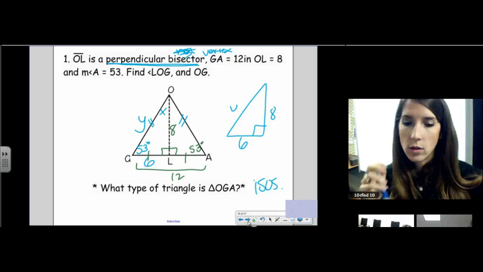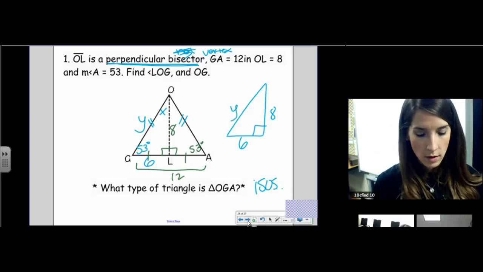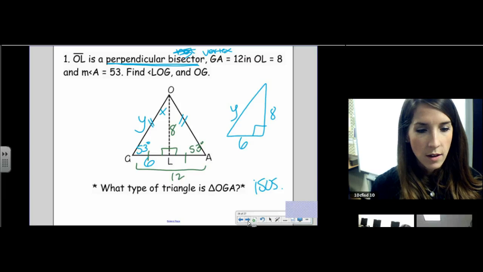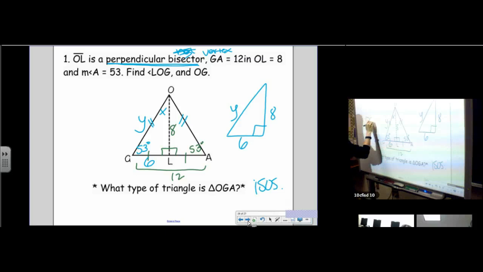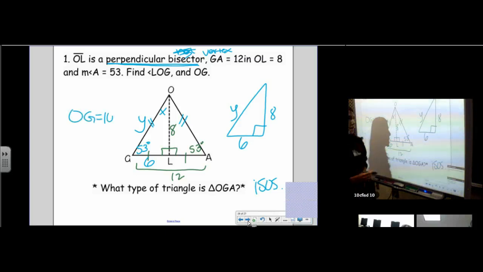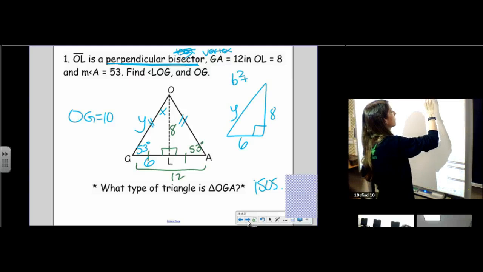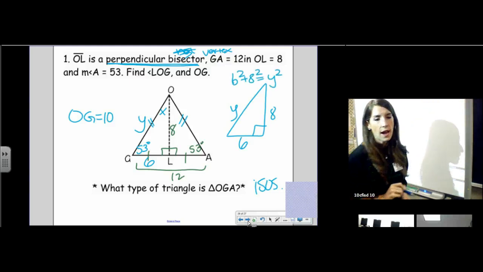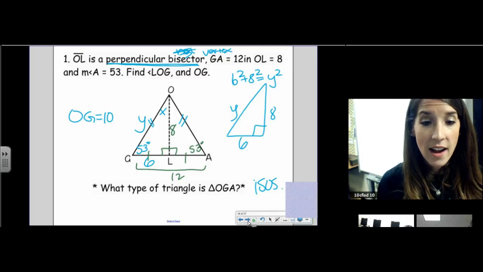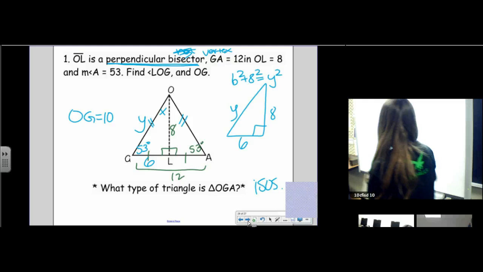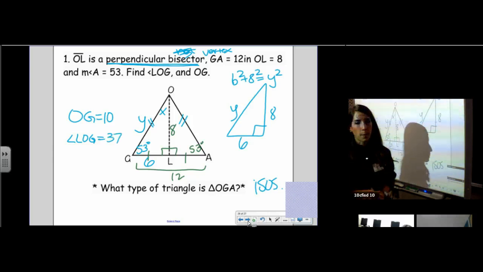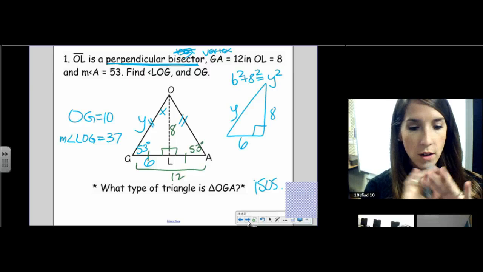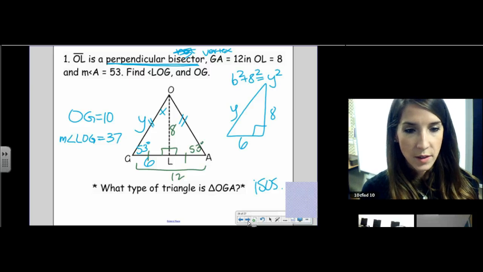And then we've also got that triangle and we know 2 of the angles and you're trying to find the third angle. Does anyone I called on have the answer? Rishi, I didn't call on you. Okay. But OG is 10. And you could get that by doing Pythagorean theorem. And Ariana, X is 37. So you added these up and subtracted from 180. So angle LOG is 37. So there were a lot of concepts tested in this one problem.